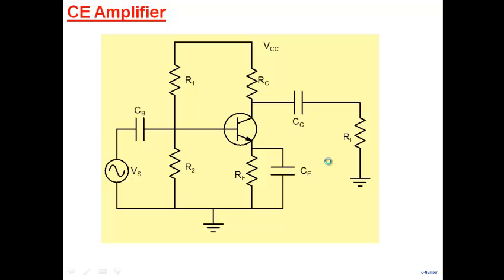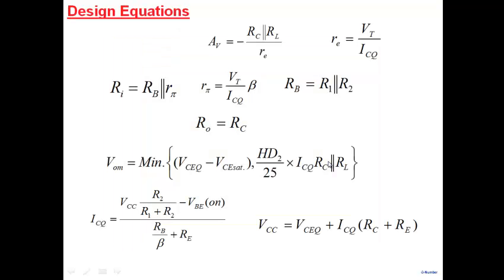And we have all these design equations that you're well familiar with from your last course: expressions for voltage gain, expressions for input resistance. The input resistance is R pi parallel RB. R pi, all of you know, is VT by ICQ times beta. RB is R1 parallel R2. Output resistance is nothing but RC.